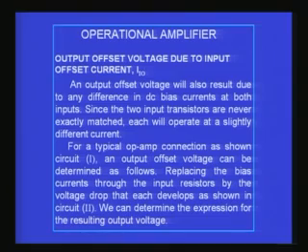This input offset current flowing through the input resistance of the amplifier can also result in an output voltage which could be part of the output offset voltage.